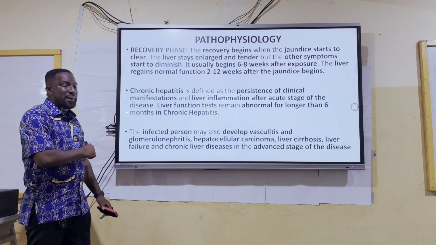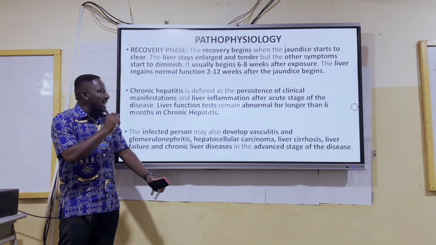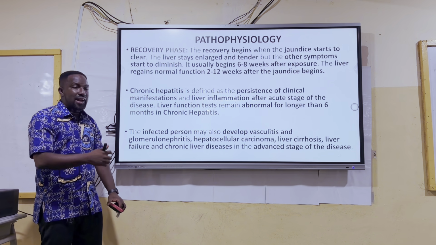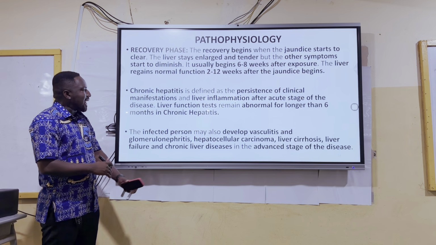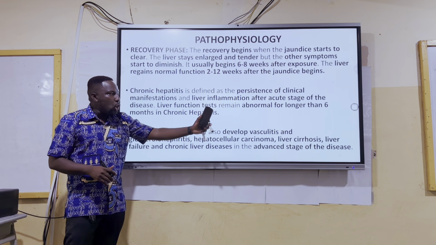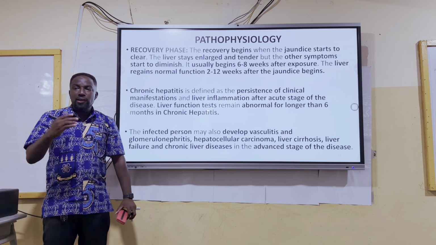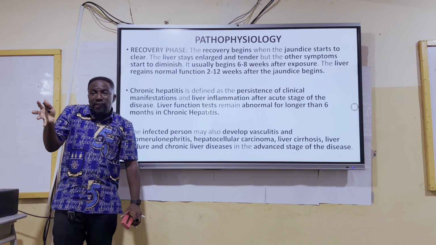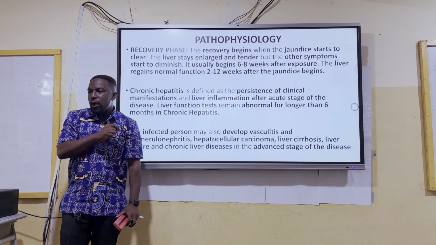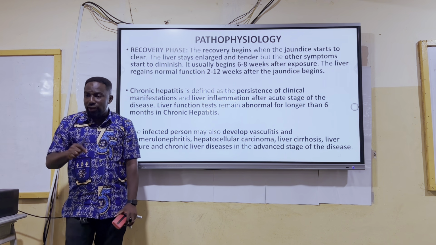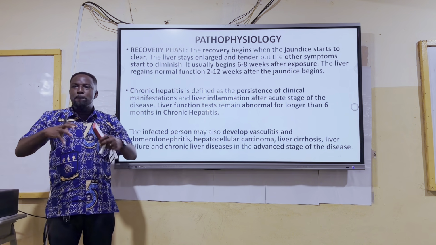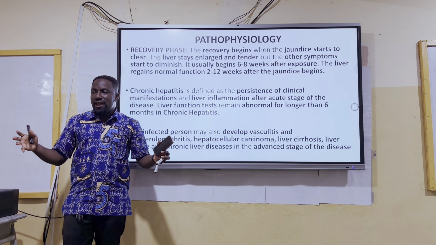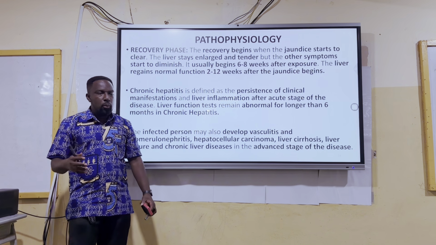At the chronic hepatitis stage, there is persistence of clinical manifestations, and the liver inflammation continues after the acute stage, and the liver function test remains abnormal for longer than 6 months. So once you do a liver function test and the values are consistently abnormal for more than 6 months, then we can now diagnose you as having what? Chronic what? Hepatitis. That means that there is a massive destruction of your liver cells coming from any of the injuries, either from viruses or from what?